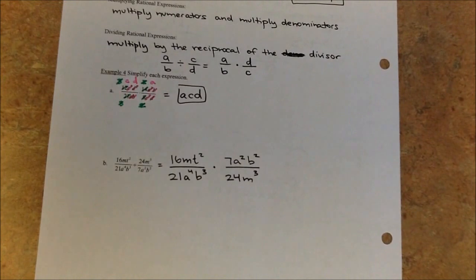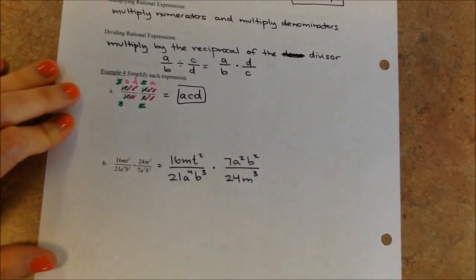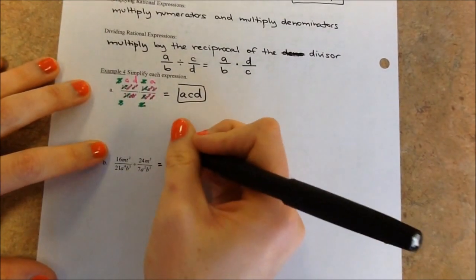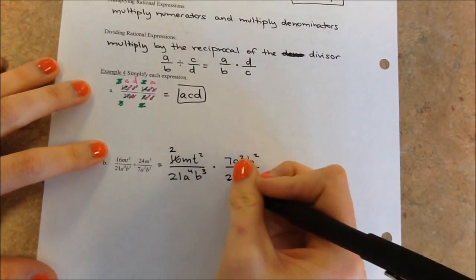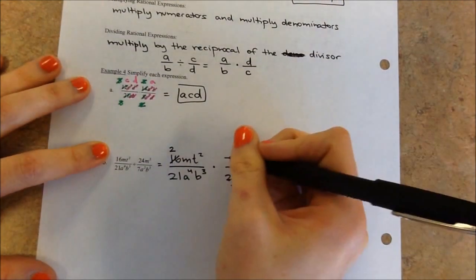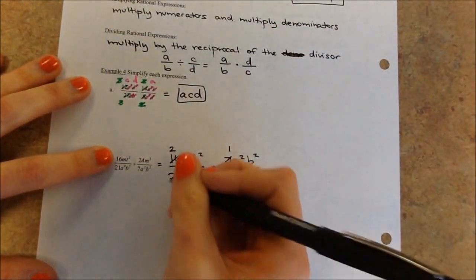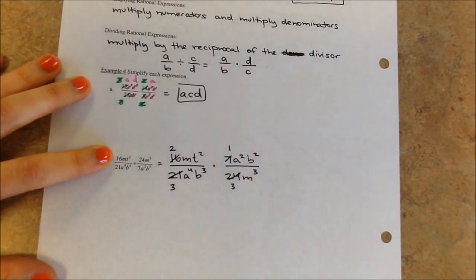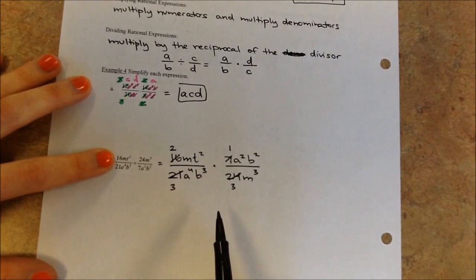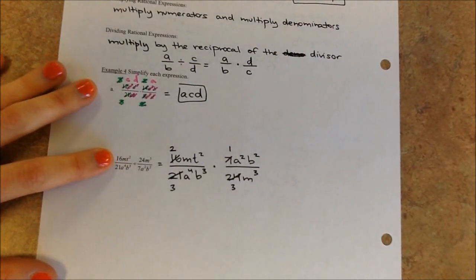I'm going to look for anything common that I can cancel out. So starting with the numbers, 16 and 24 are both multiples of 8. So if I divide by 8, I'm left with 2 here and 3 here. And then 7 and 21 are both multiples of 7. So if I divide by 7, I have 1. Divide by 7 here, I have 3. Now these 3's don't cancel. You have to have one copy in the numerator and one copy in the denominator for them to cancel.